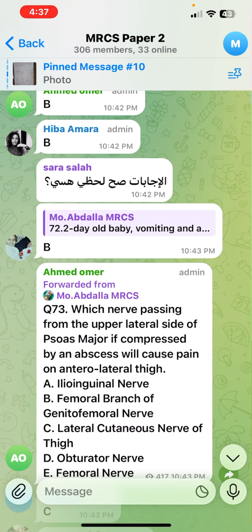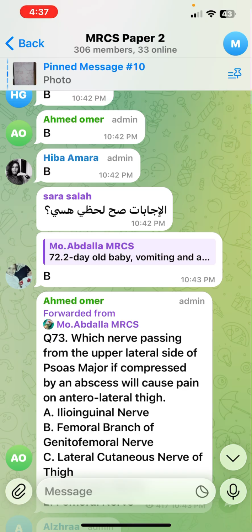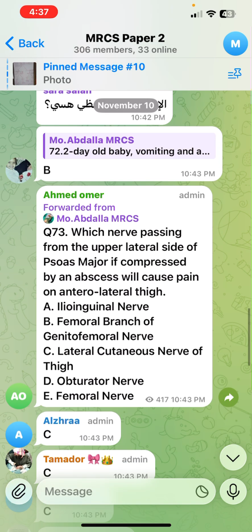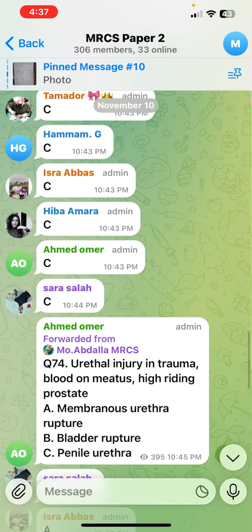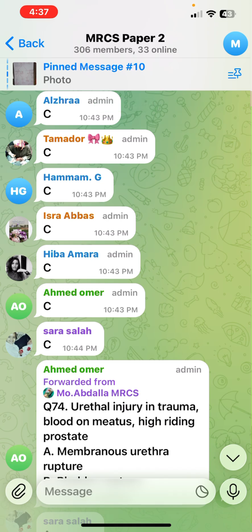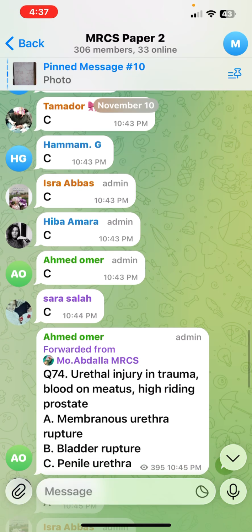Which nerve passes from the upper lateral psoas muscle? If compressed by an abscess, it causes pain in the anterolateral thigh. Lateral side of the thigh, it is meralgia paresthetica, L2-3. This is the lateral cutaneous nerve of the thigh. Urethral injury in trauma, blood at the meatus, high-riding prostate: the membranous urethra.